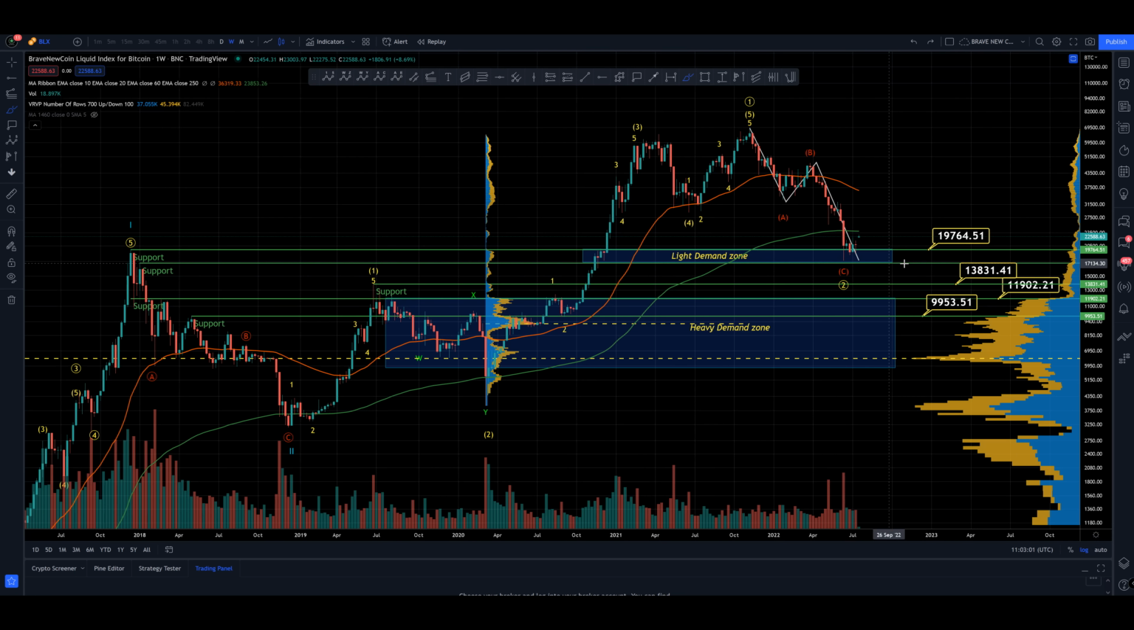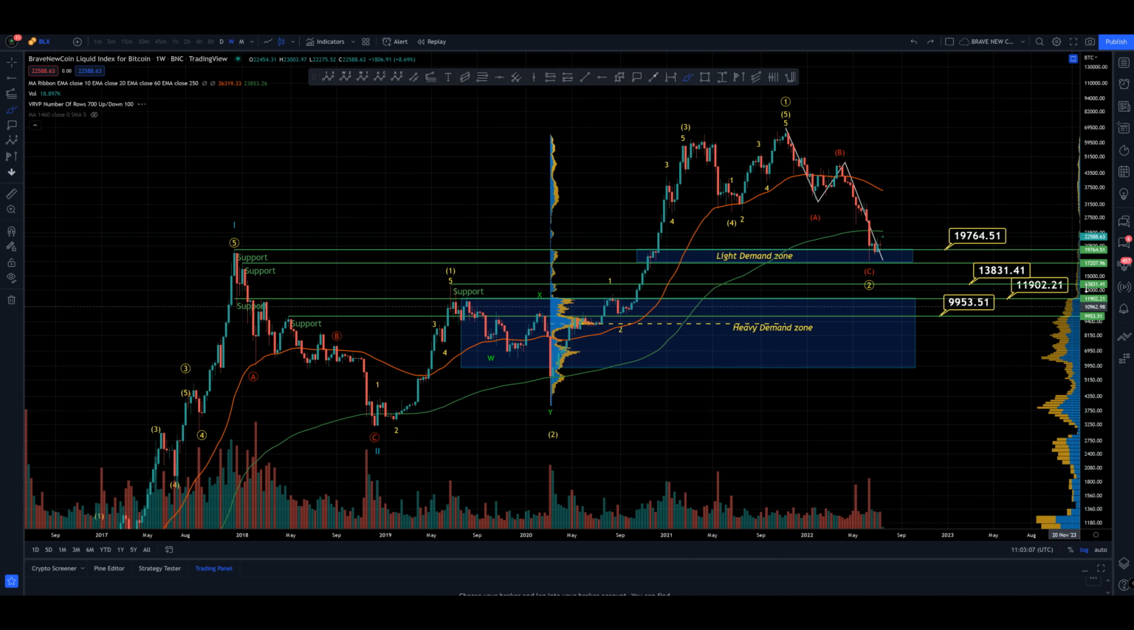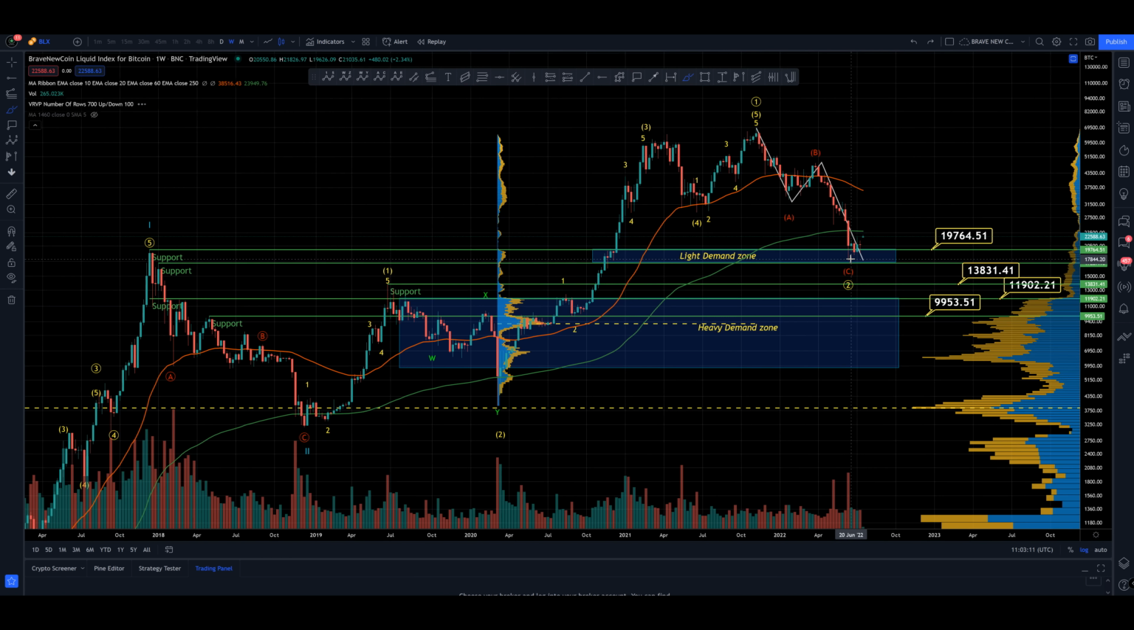And we're in a support region here around the 19,764.51, and we've also got another support level below that at 17,207.96, which is pretty much where we put in the local bottom. If we fall further from here, then we've got the 14k region, which is essentially 13,831.41, which is this prior high here.